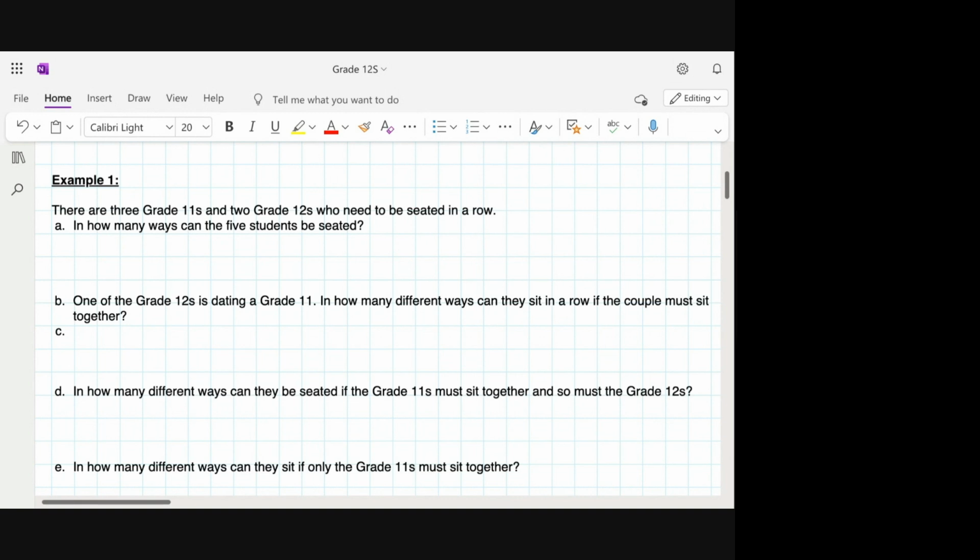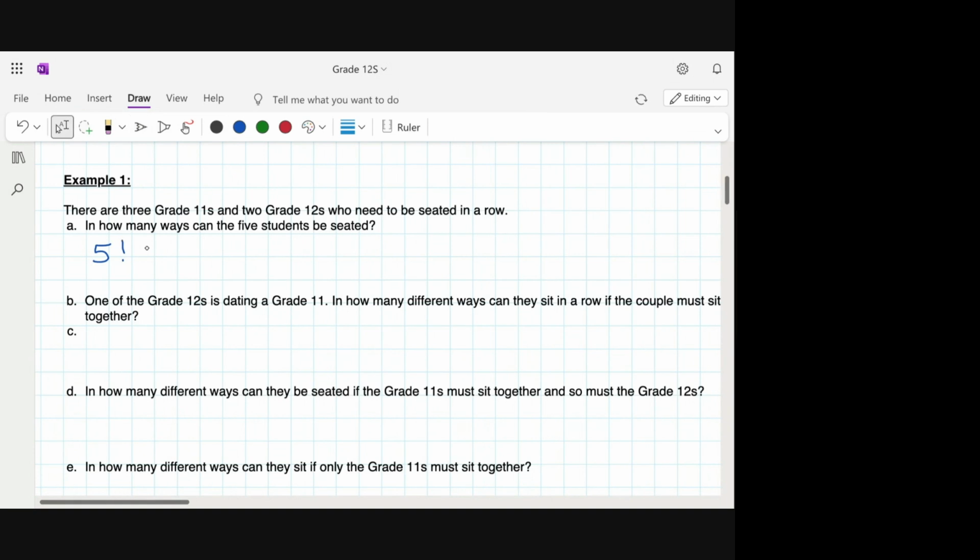Guys, 5 people. Sorry, draw. We're going to say 5 factorial. On your calculator, 5 factorial.